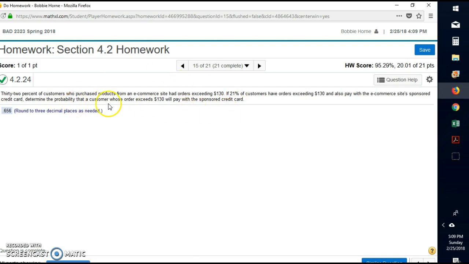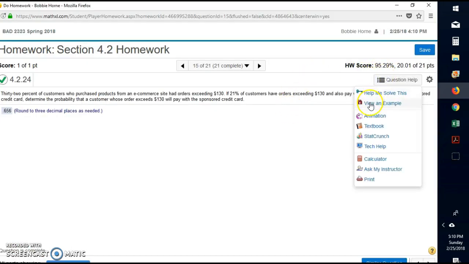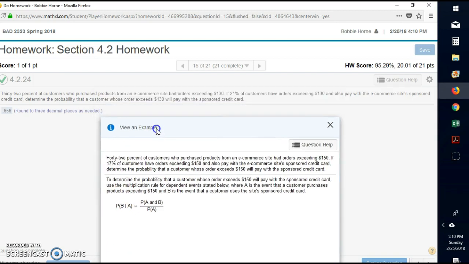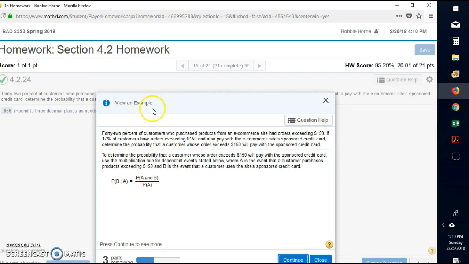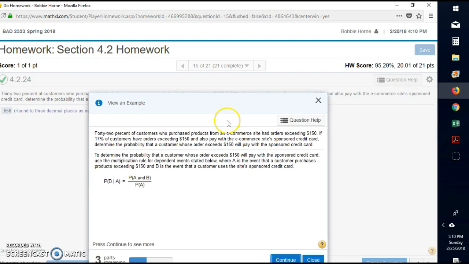So we want the probability that the customers, given that their order exceeds $130, will pay with the sponsored credit card. So this is a situation where we would say we want the probability of B given A. And B in this situation is the event that they will pay with their credit card, and given A is the event that their order will exceed $130.